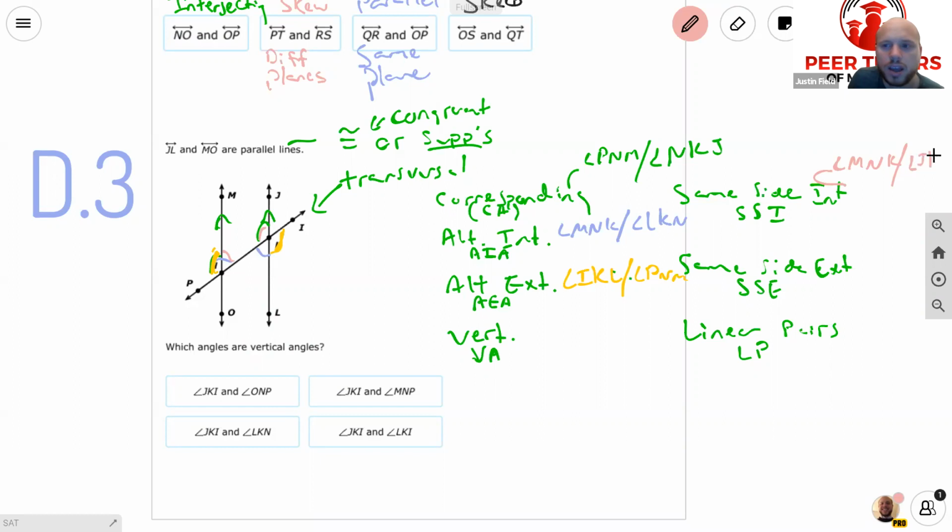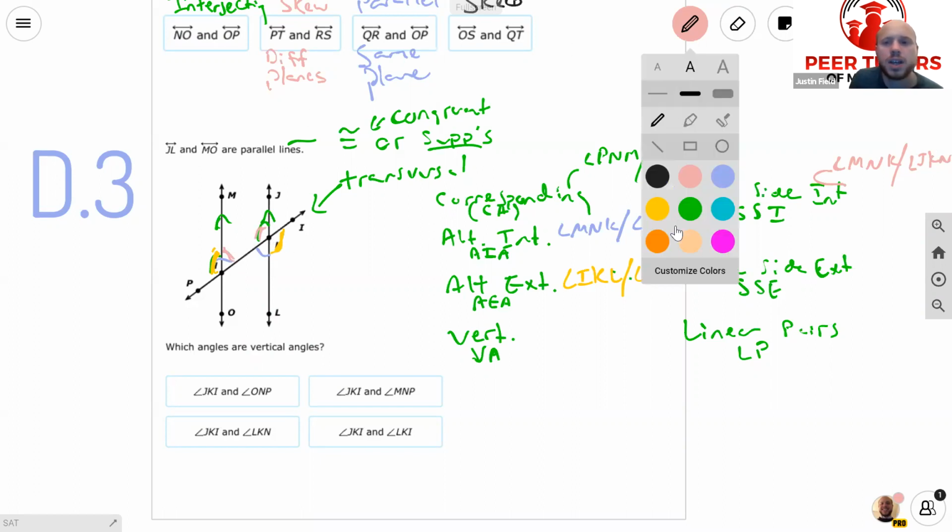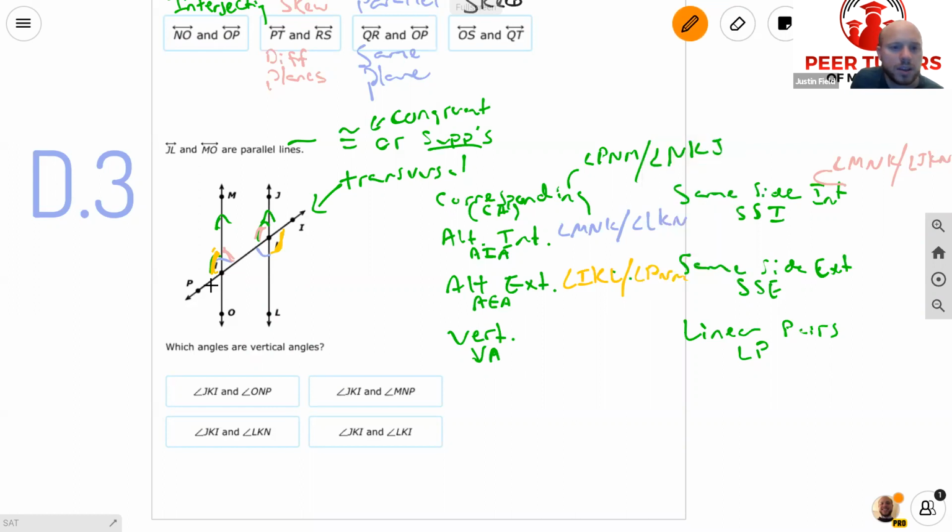Angle JKN. All right, same side exterior. So that's same side interior. And same side exterior would be, okay, well, we can see over here, these would be same side exterior. So angle PNO, and angle IKL. I think that's a K. IKL. Okay. So now that's enough of the three letters. I think you get the idea.